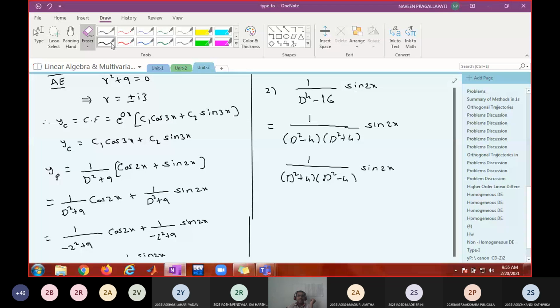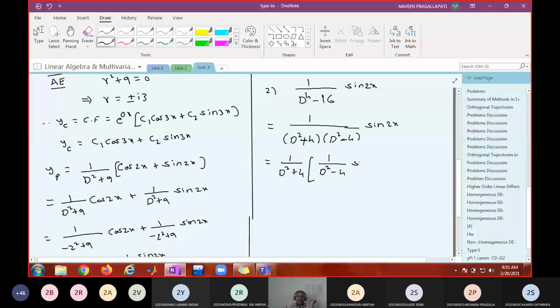Second order, okay? So instead of writing d square minus 4 into d square plus 4, I will be writing it as d square plus 4 into d square minus 4. Okay, so then what I will do, 1 by d square plus 4 of 1 by d square minus 4 sine 2x. Then apply type 3 formula first.